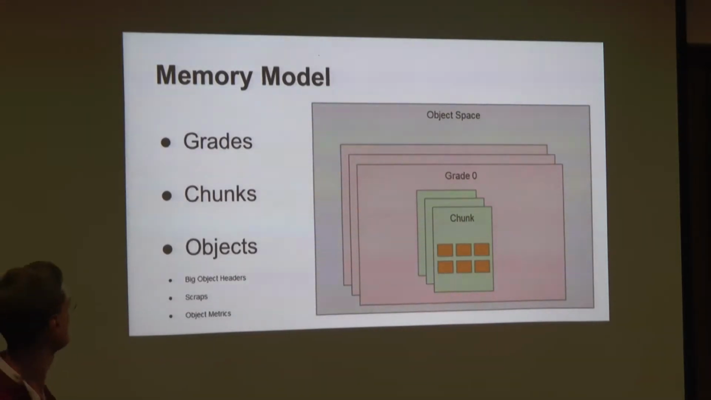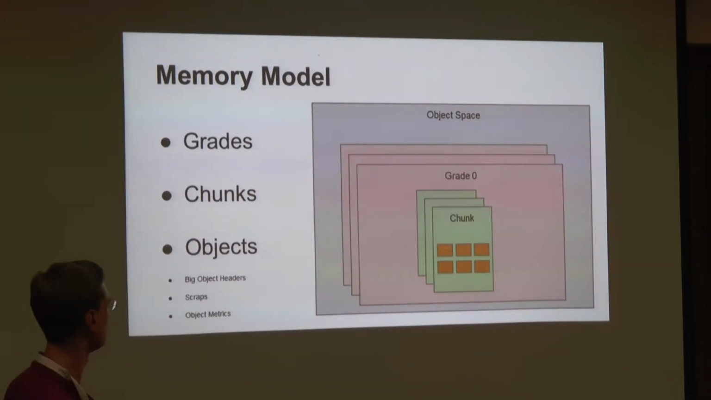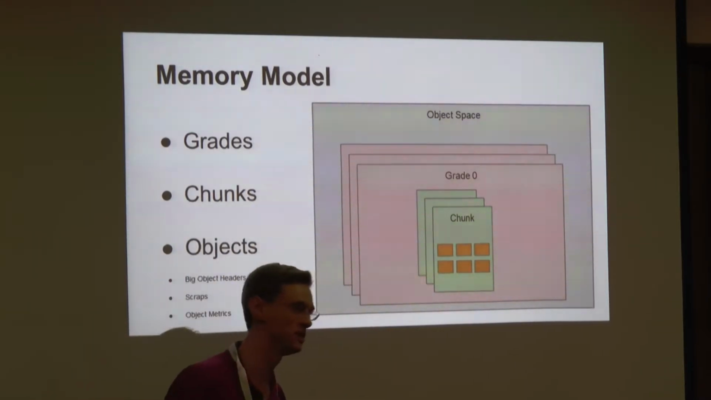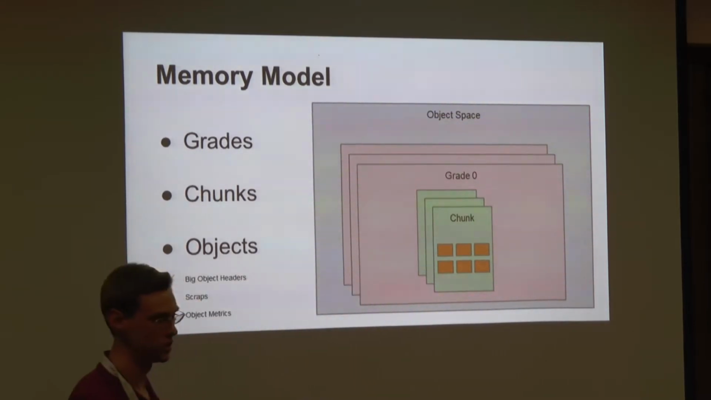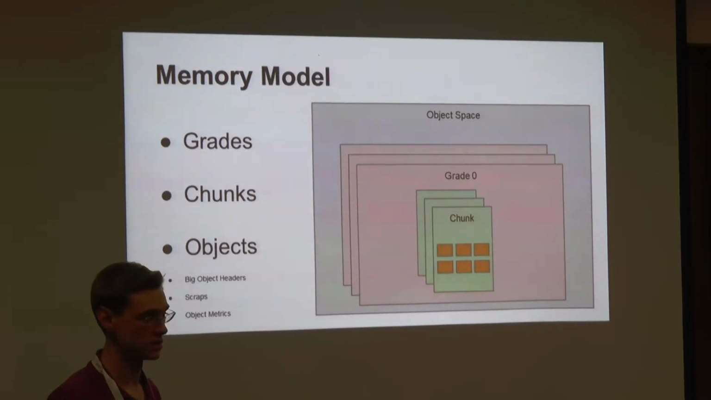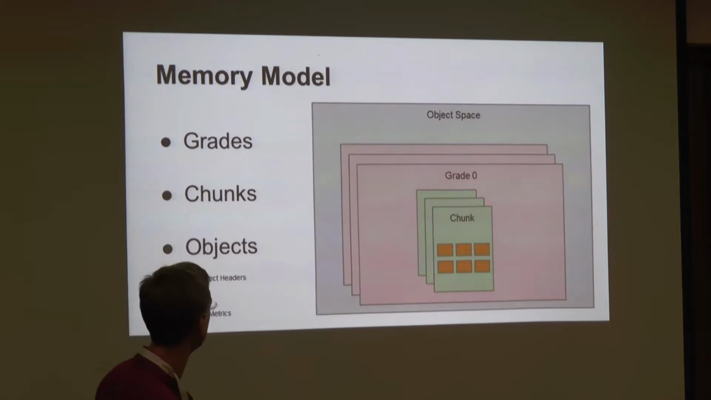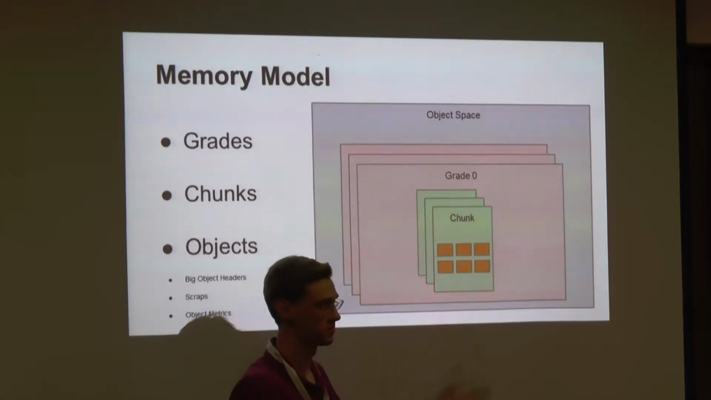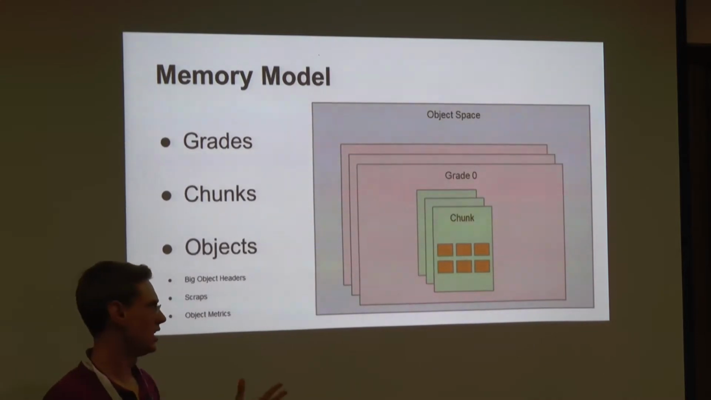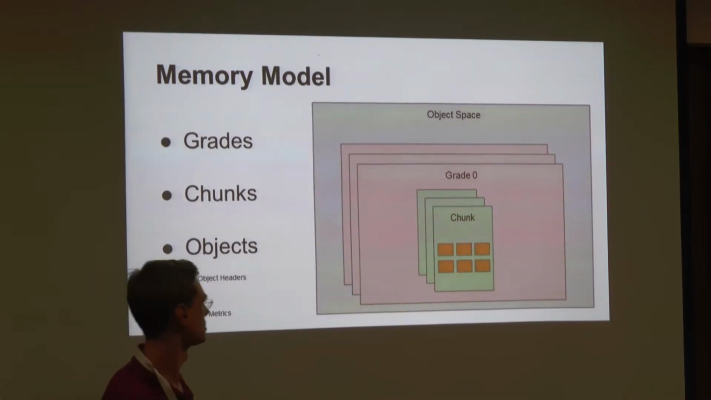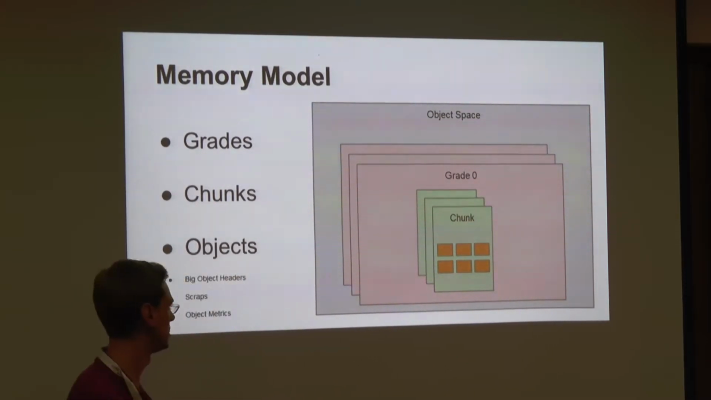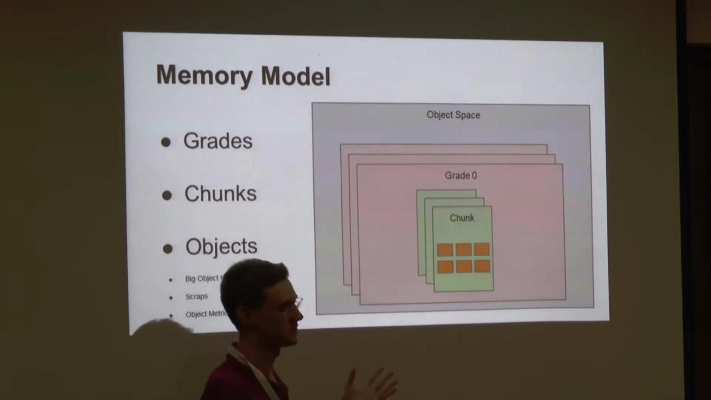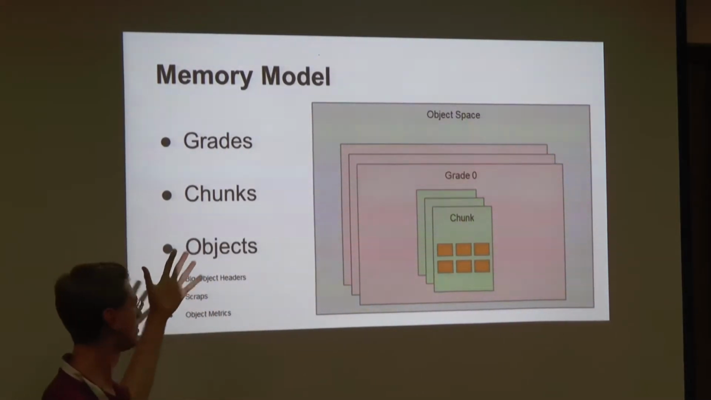First up, we have the basic memory model. You have the object space, which is global to the entire program, and it contains a set of grades. Grades correspond to a generation: longer-lived objects in higher grades, short-lived objects in lower grades, and you collect the lower grades more often. Each grade has a set of chunks. A chunk is just a block of memory, nothing really special about it, a linked list of blocks of memory. And each chunk has a set of objects, where an object is a Modtalk object, an instance of an object. Those are the main three things.